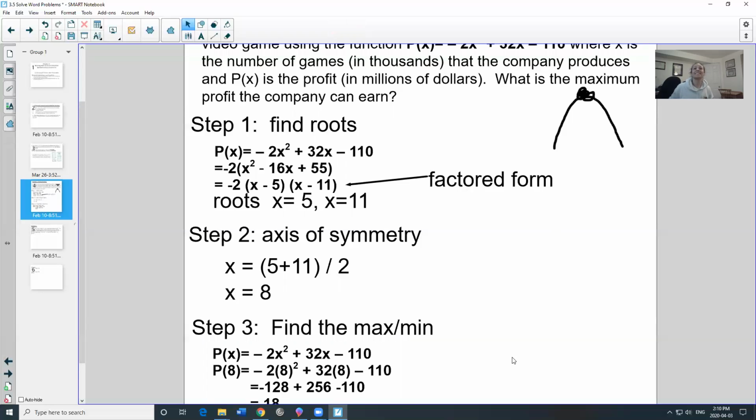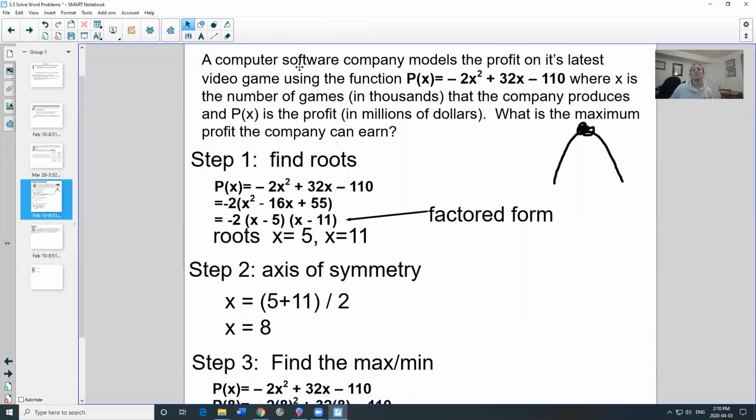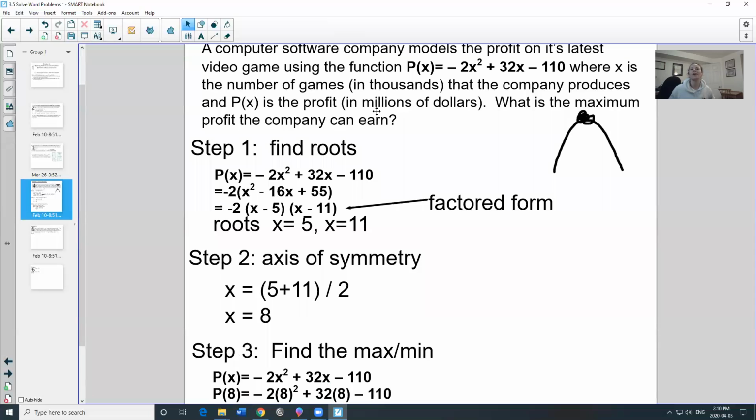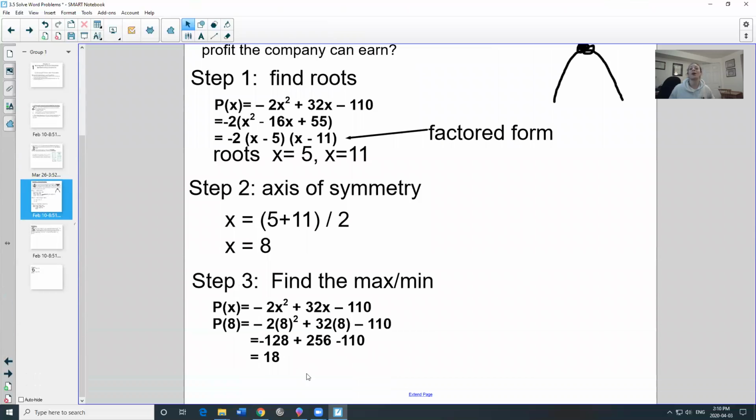So if we go back to the question, here we go. It says a computer software company models its profit by this equation. What is the maximum profit the company can earn? It's 18. Now we're not talking $18. We are talking a profit in millions of dollars. So this would be a profit of $18 million.